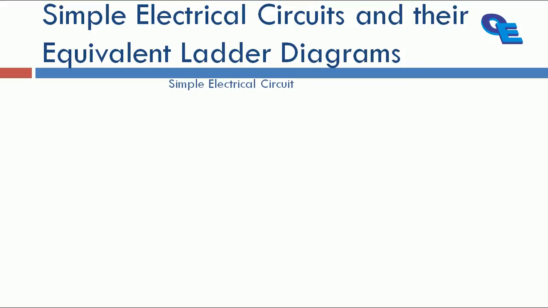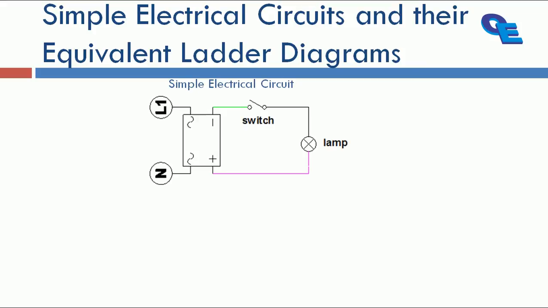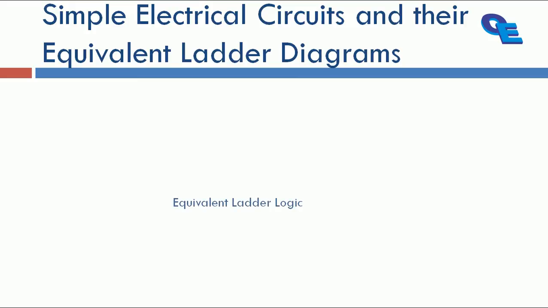Here we can see some simple electrical circuits and their equivalent ladder diagrams. We can see one simple series switch and series lamp, along with a DC source. When we operate that switch, the lamp will glow. We have to specify the equivalent ladder diagram for this. The equivalent ladder diagram will be like this.